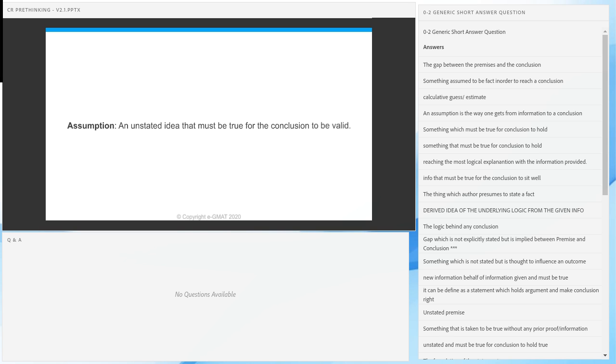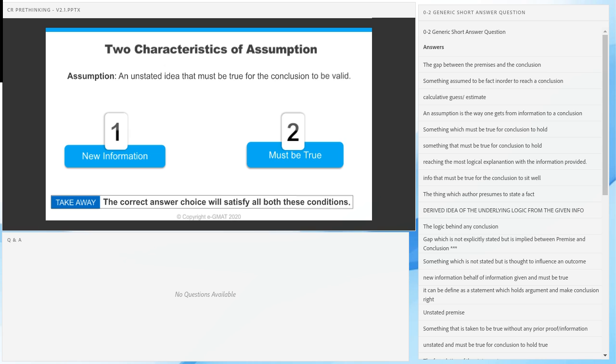So when you think about it, there are certain attributes that this definition brings about. First of all, since an assumption is an unstated idea, it provides new information, information that you can't infer from the factual part of the argument. And this is where I say an assumption may not always be obvious because it is an unstated idea. Any information that can be inferred from the argument cannot be an assumption. An assumption always provides new information.